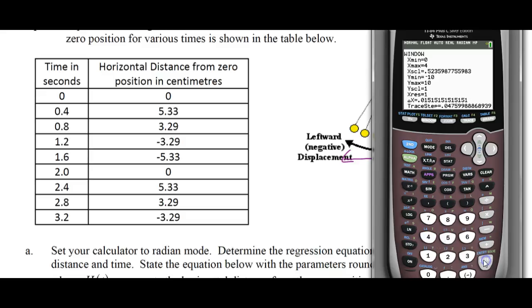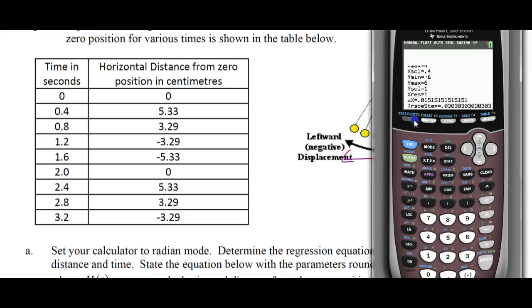Looks like 0.4 would be a good scale because that's going to match. Looks like I can't get a decimal. 0.4. And my y's, negative 6 to 6 by 1s is fine.